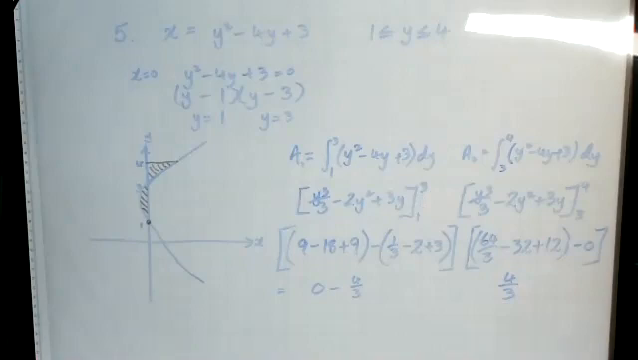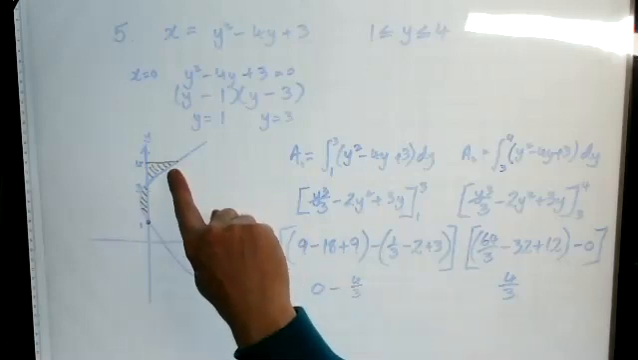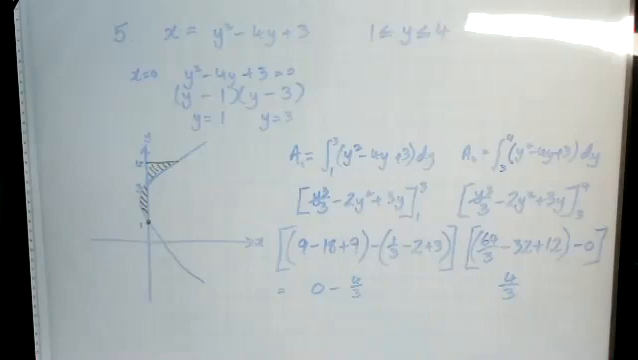Now, make it positive. Here we get negative, minus 4/3, so it's 4/3. Then the area is equal to the other. So the total area is 4/3 plus 4/3, so the area is 8/3.